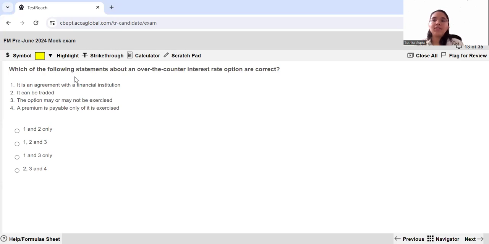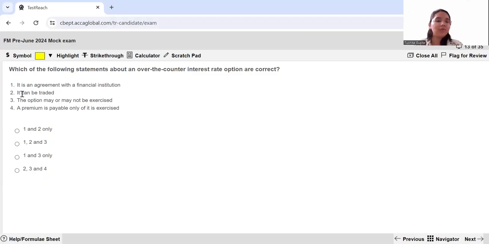Question number 13 says, which of the following statements about the over-the-counter interest rate option are correct? So it's an interest rate option and it is OTC. It is customized according to the needs of the person who is entering into this agreement. So let us read the statements one by one. It is an agreement within financial institutions. That is absolutely correct. Could be a bank, could be any financial institution, that is for sure.